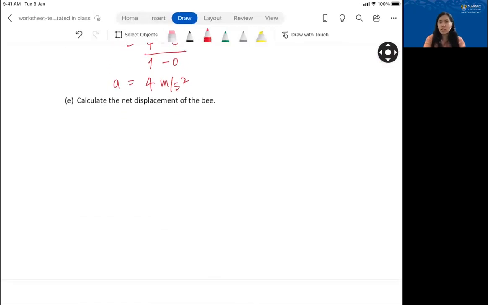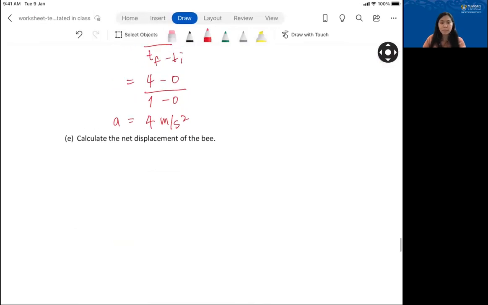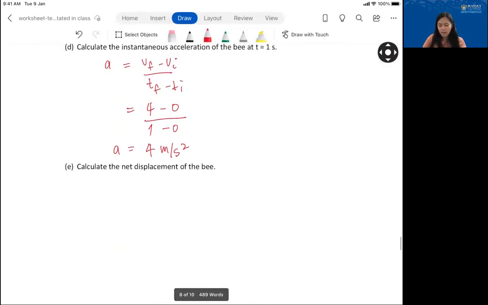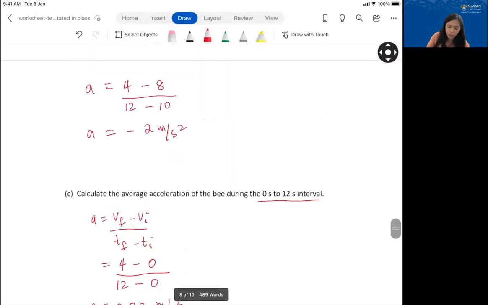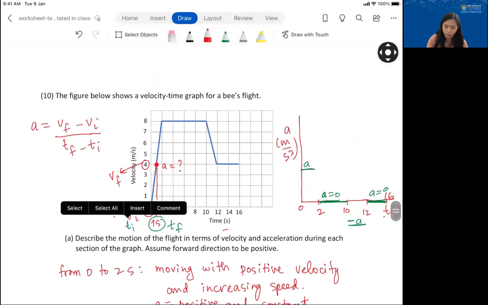Right. And then next, we want to find the net displacement of the B. Okay, so net displacement, yeah, given a graph of velocity versus time, it's either just slope or area under the graph. And we've been working with the slope to find the acceleration. So therefore, to find the displacement, we need to find the area under the graph, right? And it's the net displacement, so it's for the whole duration of the motion. Okay.